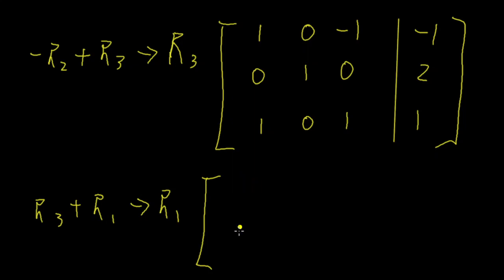So row 1 will change. 1 plus 1 is 2. 0 plus 0 is 0. 0 plus 0 is 0. 1 plus negative 1 is 0. 1 plus negative 1 is 0. Row 2 and 3 will not change.